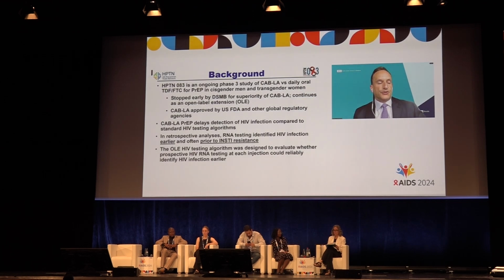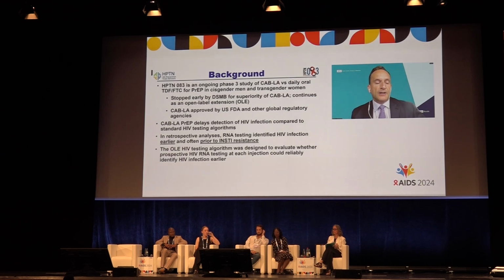HPTN 083 was also the first context in which LEVI was described, so-called long-acting early viral inhibition, the phenomenon in which long-acting PrEP agents delay detection of new HIV infection when algorithms consisting of antigen antibody or isolated antibody testing were used. We were able to describe that the use of RNA-based viral load testing, when performed retrospectively on stored specimens in a central laboratory, was able to identify these HIV infections earlier and often before the emergence of INSTI resistance.